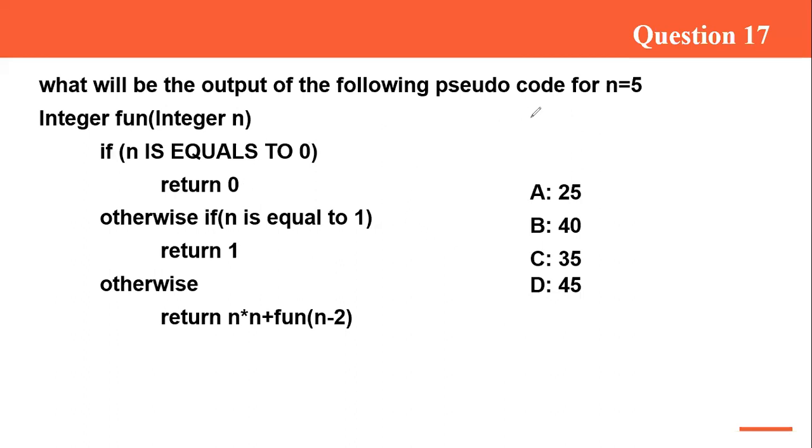Let us see. Initially, n is 5. For 5, what is happening? I'm just writing the block. In this block, n value is 5. N equal to 0 is false. N equal to 1 is false. It will come here. It is like 5 into 5, which is 25, plus function of n minus 2. That means 5 minus 2, which is 3. So I'm calling return 25 plus some function call. That will call the function with 3.